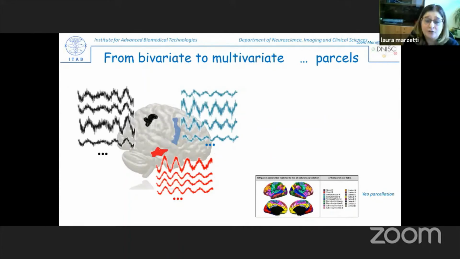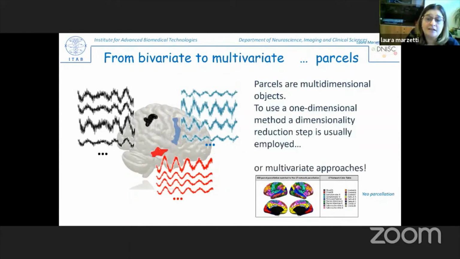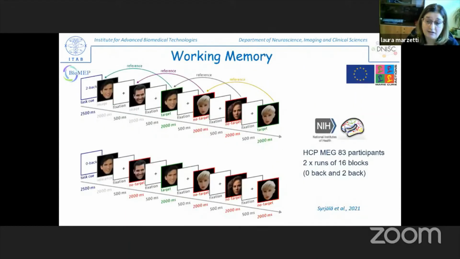So the idea is that you can use this multivariate metric to study the coupling between these multivariate, or multidimensional, if you wish, time series, in a similar way to what we did for our resting state data in the BASI study, in which we also were looking for the directionality of the information. So in this case, we used again the data from the Human Connectome Project, but this time we used another set of data, which is task data, the working memory task.